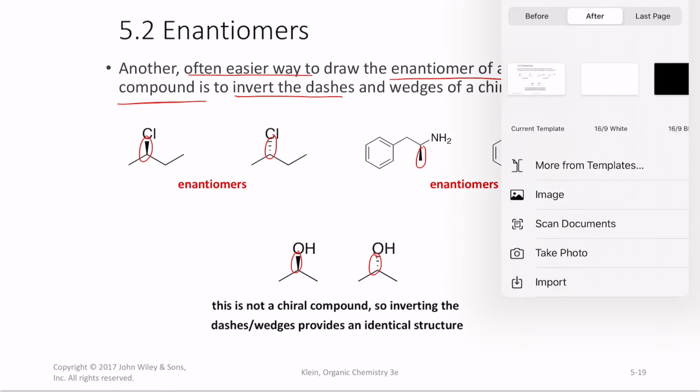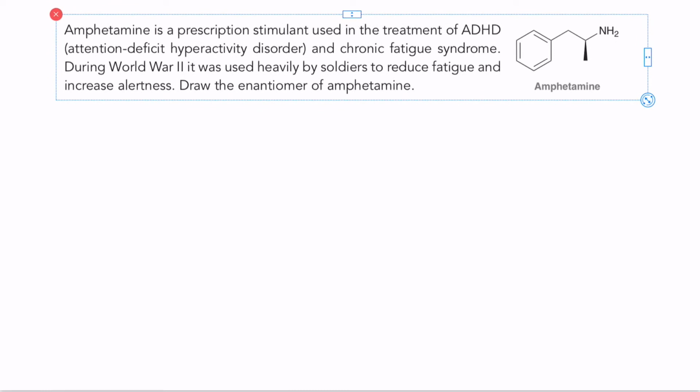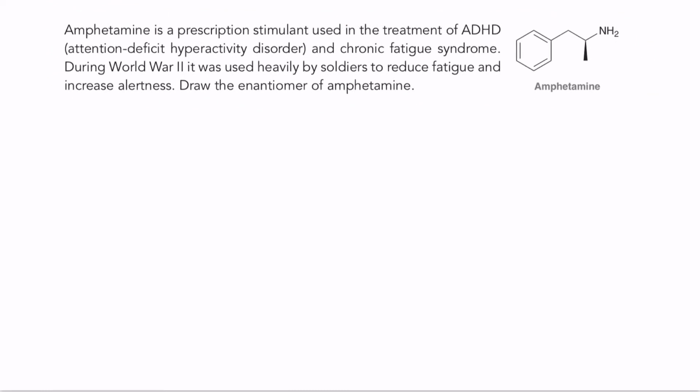So let's take a simple example of a problem and try to draw its enantiomers. Amphetamine, which is one of the psychoactive ingredients in methamphetamine, is one of the most common prescription stimulants used in the treatment of ADHD. In World War II, it was generally given to soldiers to reduce fatigue and increase alertness. Recently, this has become a big opioid problem. This is one of the drugs that pushes people towards hardcore narcotic drugs. So let's try to draw the enantiomers of this structure, amphetamine.